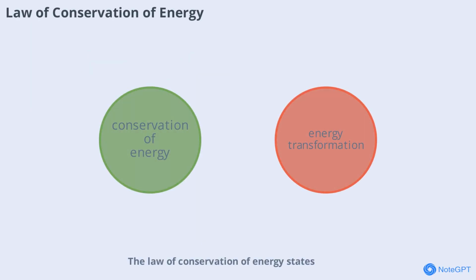The law of conservation of energy states that energy cannot be created or destroyed, only transformed from one form to another. For example, when you ride a bicycle downhill, potential energy converts to kinetic energy. This fundamental law underpins all of physics and helps explain how energy moves through systems, from engines to ecosystems.